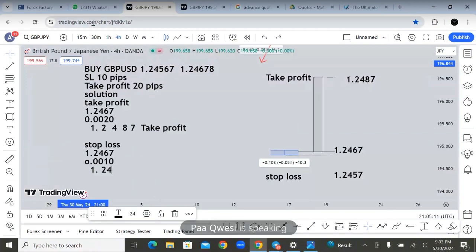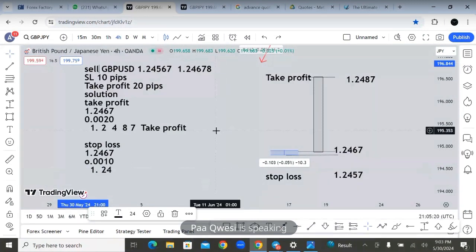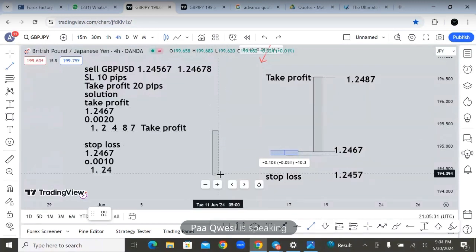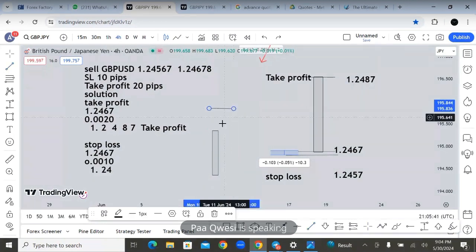So if I say sell GBPUSD, that means I want the price to go down. Okay, I want price to go down. So if you want price to go down, that means, in case the market didn't move as you expected, if price is going against you, this is the price I want my broker to take me out. So that one will be your stop loss.